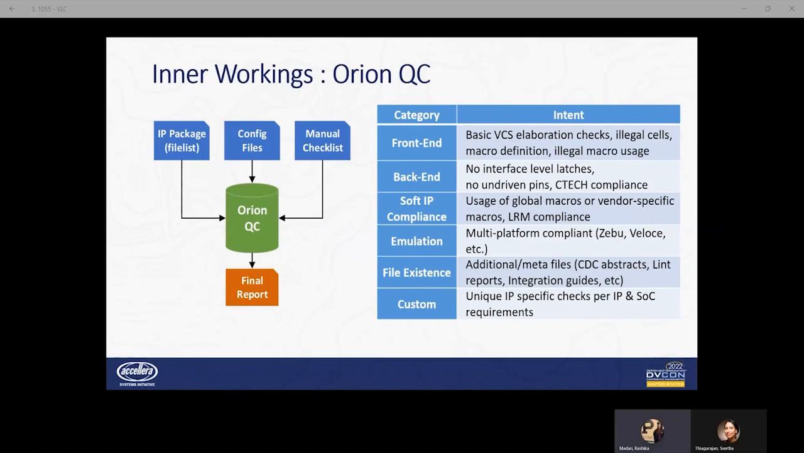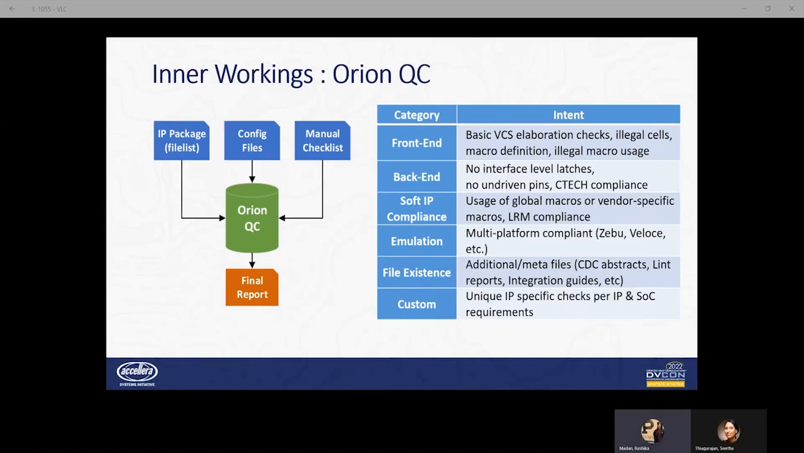Front-end checks ensure basic VCS elaboration. They flag illegal macro definition and macro usage, thereby ensuring code compliance. Back-end checks check for latches, undriven pins, and CTIC compliance. SIP checks verify usage of global or vendor-specific macros.